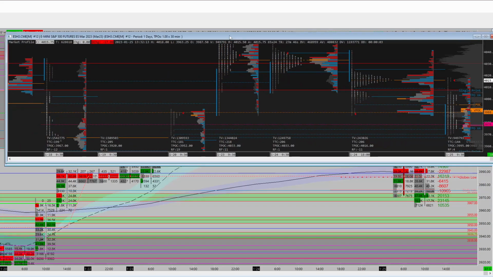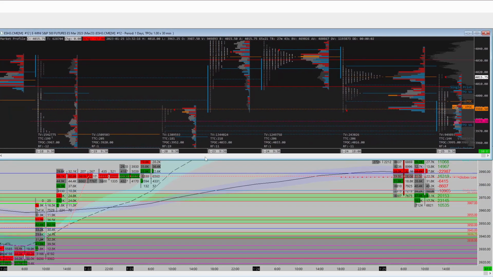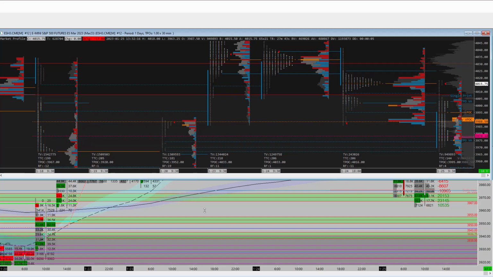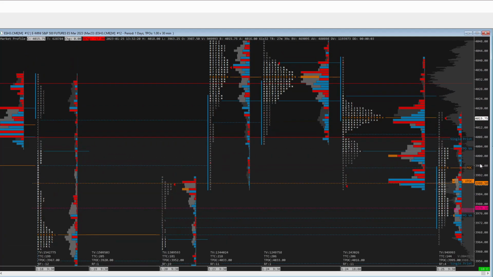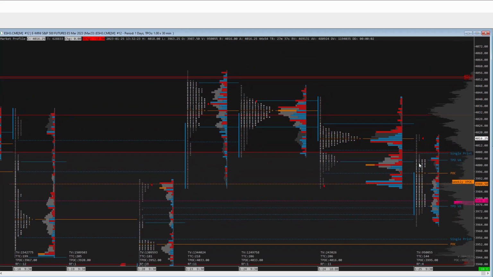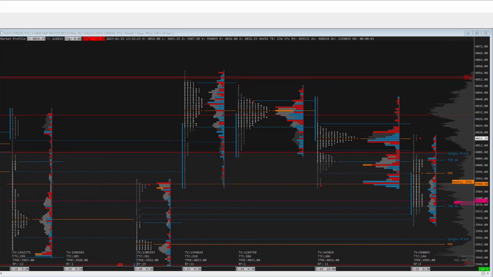Every single morning I come to my office and I look at what the overnight TPO, or the overnight session, has done through the TPO. What are TPO charts? Time price opportunity charts. They're also called market profile charts. Each one of these letters that you're seeing, these are called market profiles.